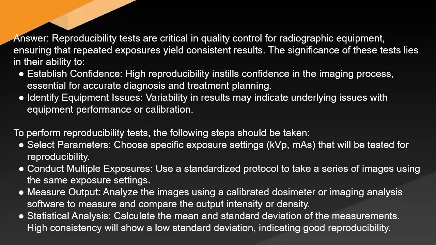Select parameters: choose specific exposure settings (kVp, mAs) that will be tested for reproducibility. Conduct multiple exposures: use a standardized protocol to take a series of images using the same exposure settings. Measure output: analyze the images using a calibrated dosimeter or imaging analysis software to measure and compare the output intensity or density. Statistical analysis: calculate the mean and standard deviation of the measurements. High consistency will show a low standard deviation, indicating good reproducibility.